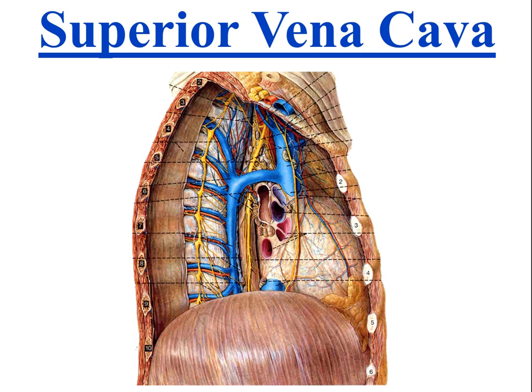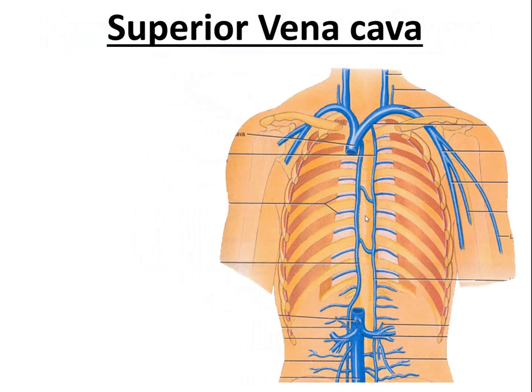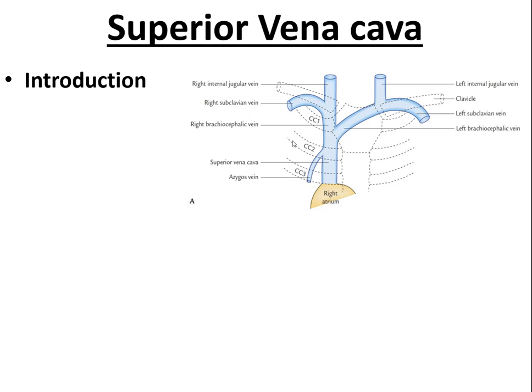Okay, after knowing the details about the mediastinum, let us start each content. First we are going to learn about the superior vena cava. What is the superior vena cava? It's the largest venous channel which drains the upper half of the body, including the head and neck and upper limb also. So how is the superior vena cava formed?